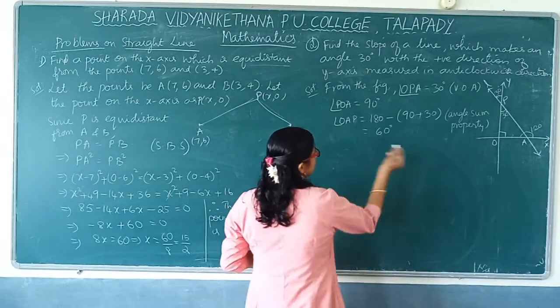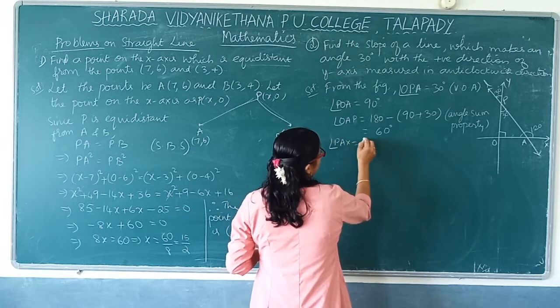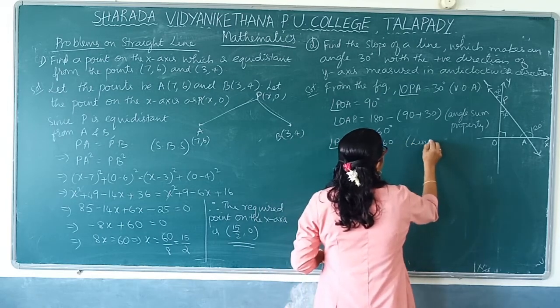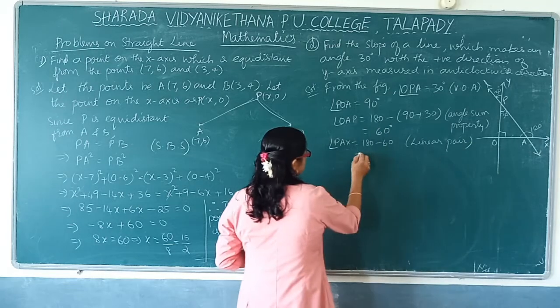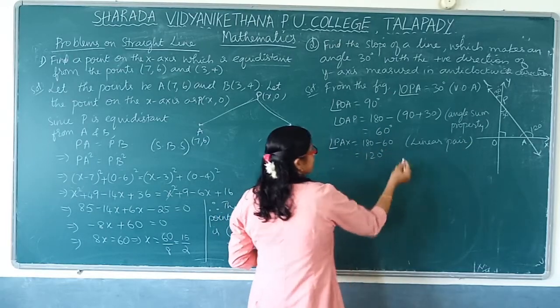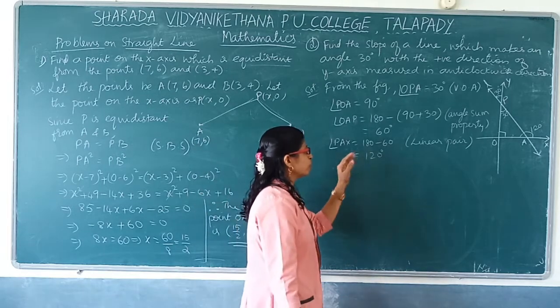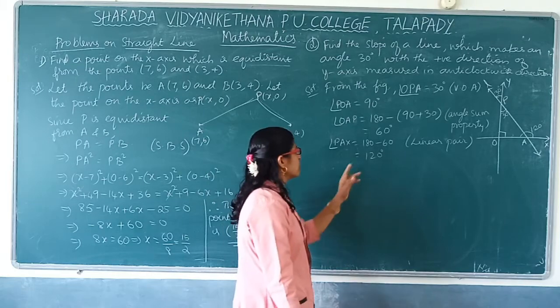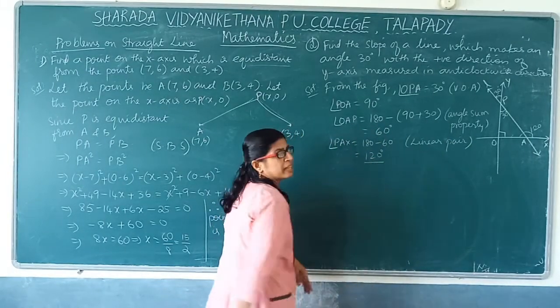So what is the other side? They make a linear pair, isn't it? Angle PAX is equal to 180 minus 60. What is the reason? Linear pair. You know the sum of linear pair angles is 180 degree. They are supplementary. That concept also we have used here. So many basic geometry concepts we are applying on angles. So PAX is nothing but 120 degrees. This is the inclination.